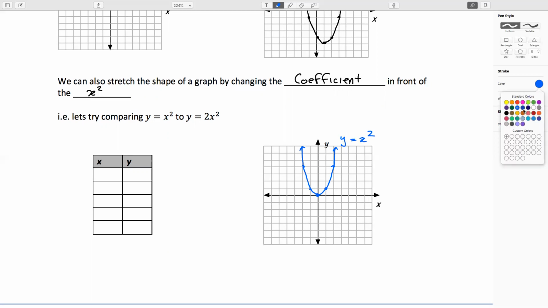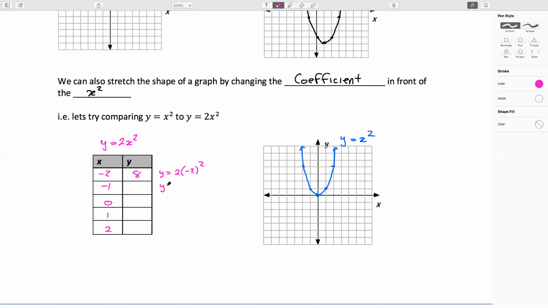The table is going to be for y equals 2x squared. Okay. Now, pick the same points. We'll go minus 2, minus 1, 0, 1, and 2. But we've got to now plug minus 2 into our function. So y is going to equal 2 times negative 2 squared, which is 2 times 4, which is 8.